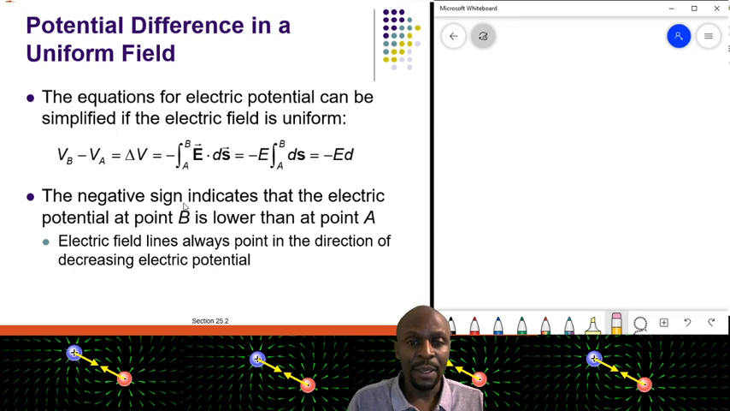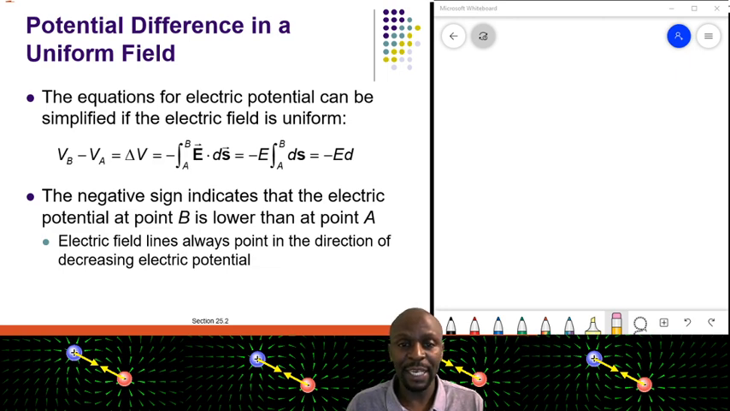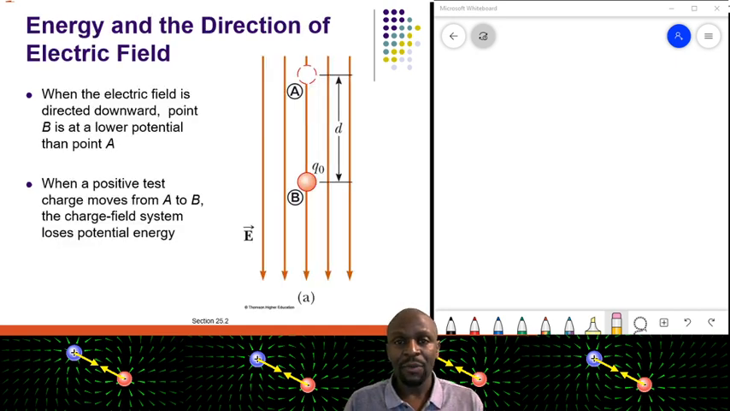Right. Now the negative sign indicates that the electric potential at point B is lower than at point A. What does that mean? It means that the further you go along the field, the lesser the potential that the positive charge will experience. Electric field lines always point in the direction of decreasing electric potential. For the sake of understanding, say you are placing a certain charge, which can be positive or negative. In this case, let us consider that this charge is positive. You want this charge to move from point A to B, and from what we have just discussed, we know that the potential at B is always less than the potential at A because of the direction of the electric field.